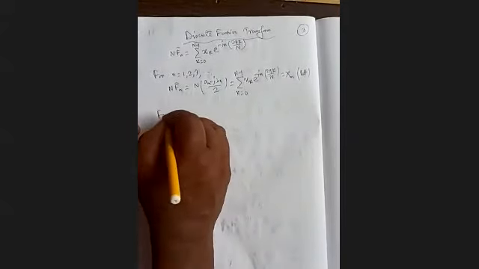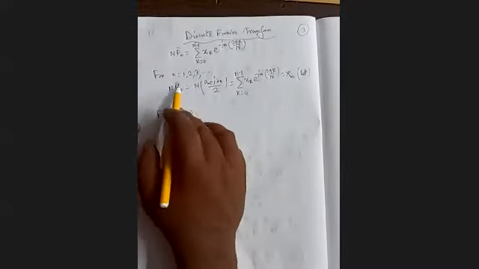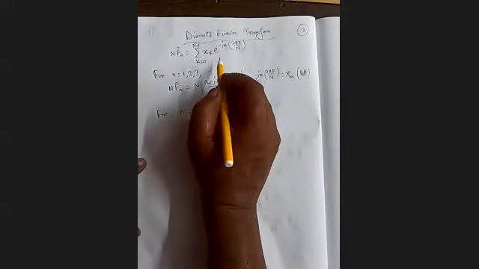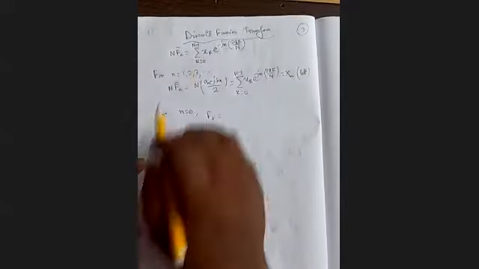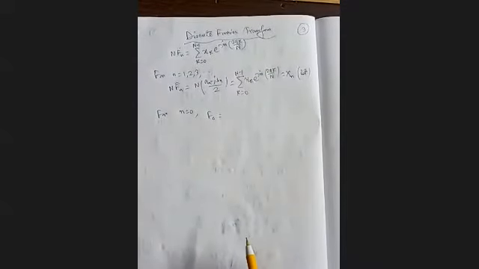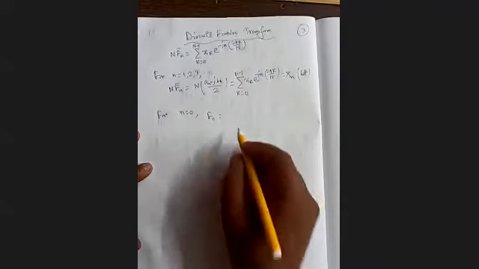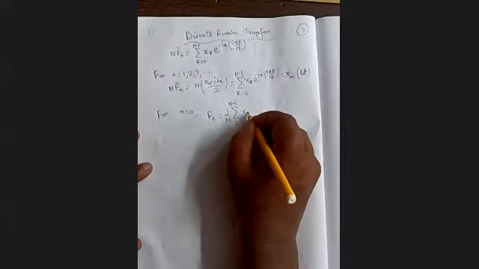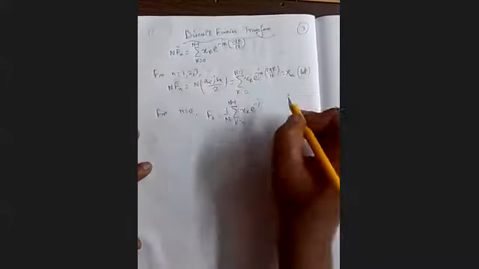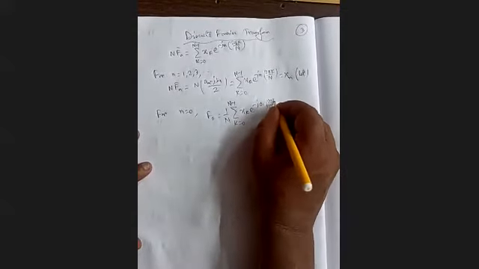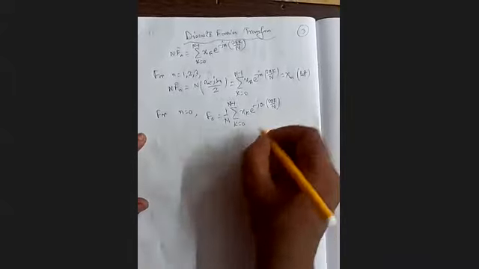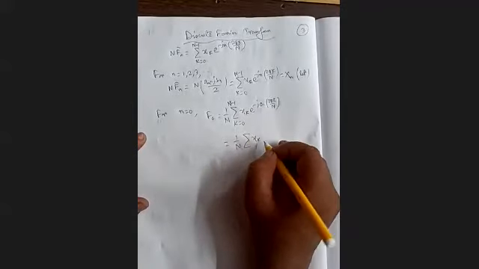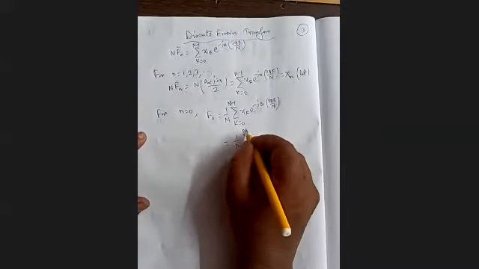And for n equal to 0, what happens? For n equal to 0, we get f0. Now f0, we already know, is 1 by N summation, k varying from 0 to N minus 1, xk e to the power minus j 0 into 2 pi k by capital N. This is e to the power 0, or 1, so it is 1 by N summation of xk, k varying from 0 to N minus 1.